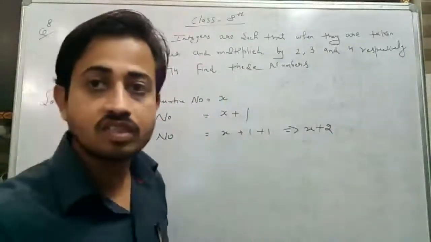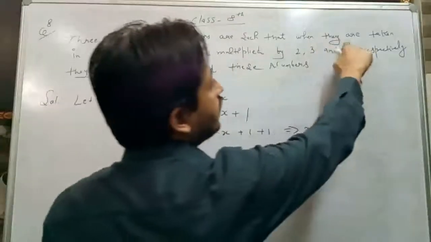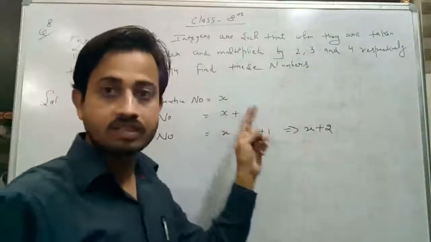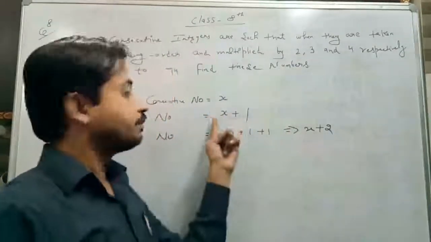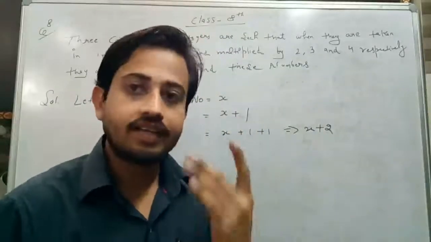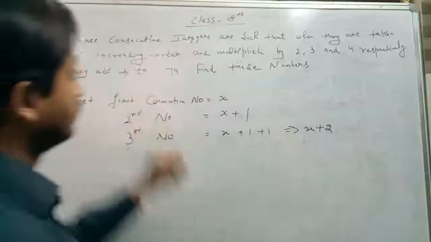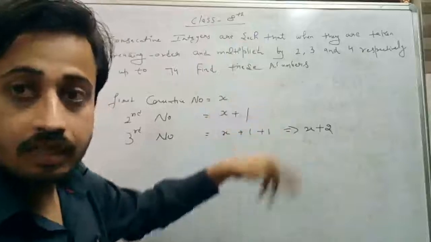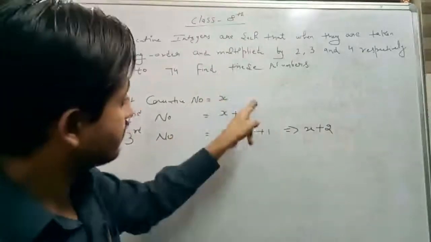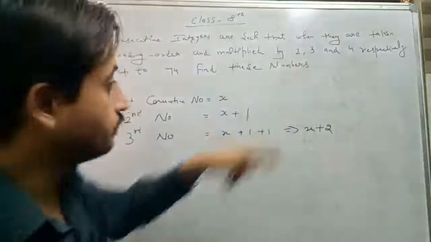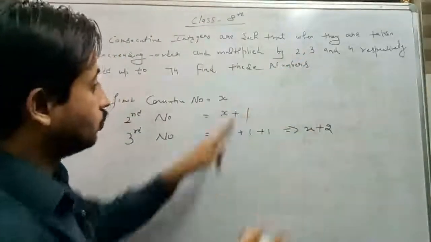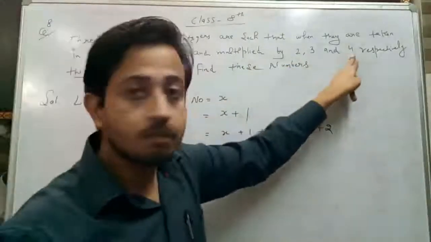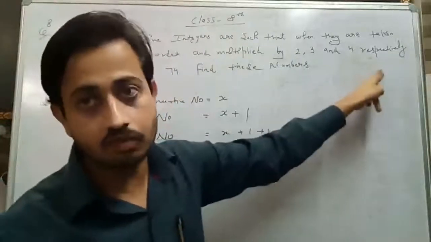Now read the remaining part of the statement. It says when they are taken in increasing order. We have already taken them in increasing order, because the first number is x and then we increase by 1, so it becomes x plus 1. Now read this statement: multiply. It means the first number is multiplied by 2, the second number is multiplied by 3 and the third number is multiplied by 4 respectively.